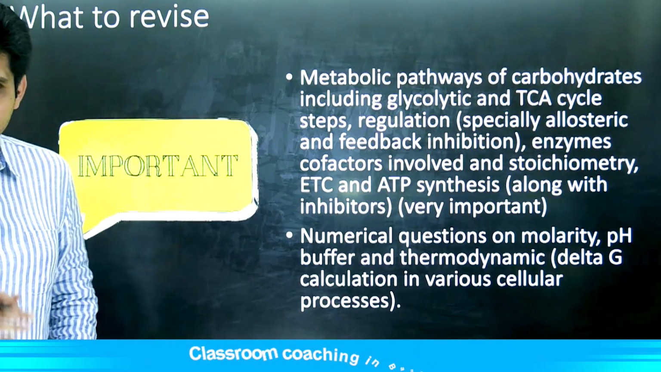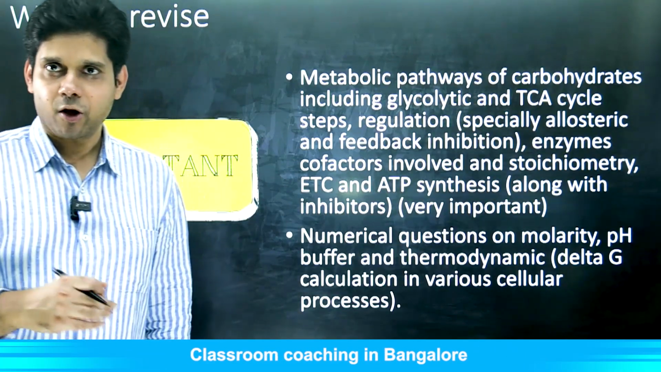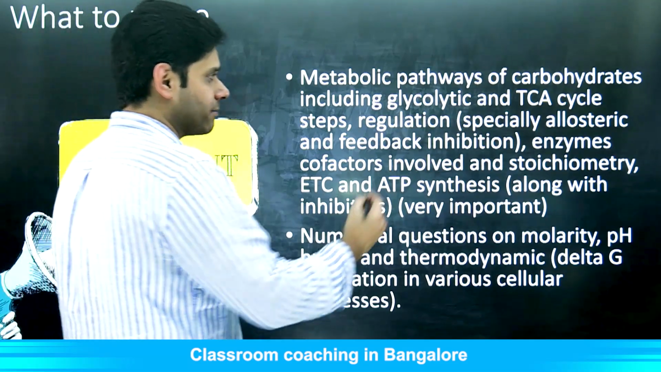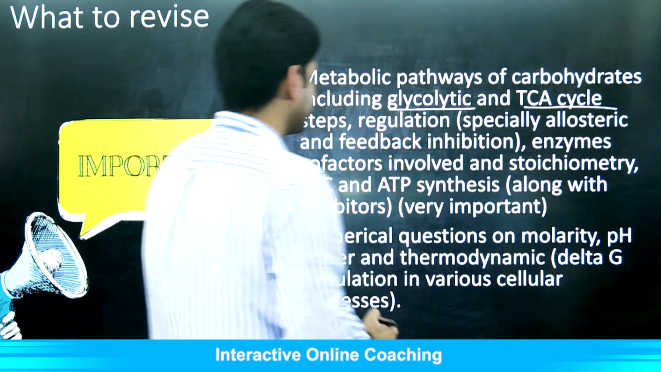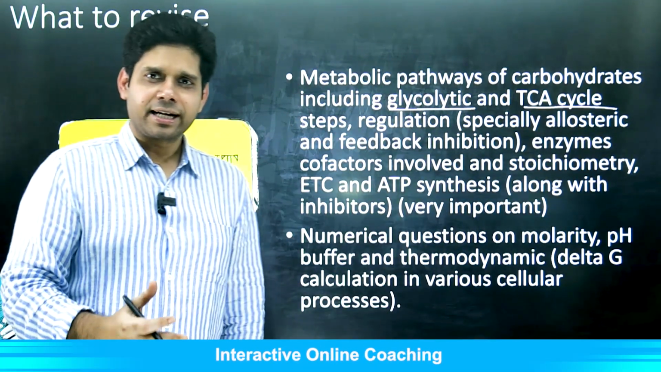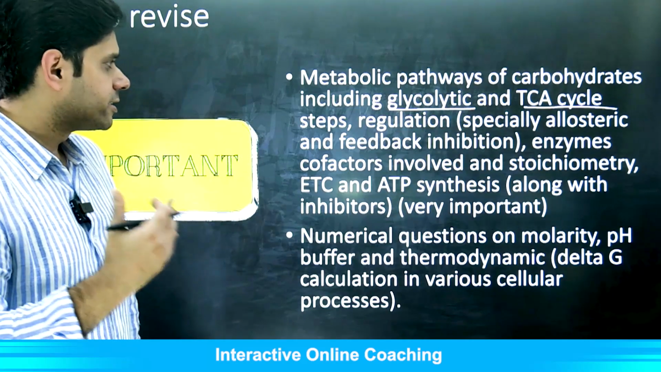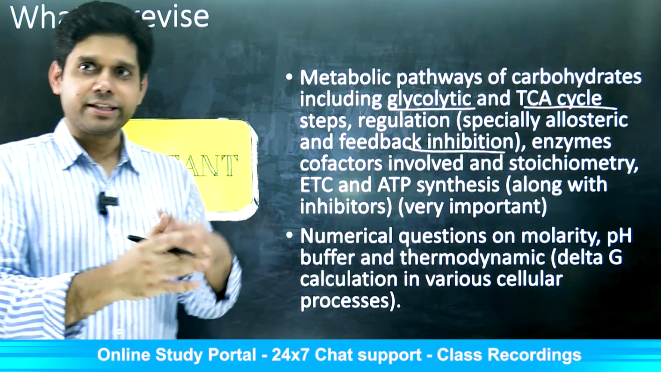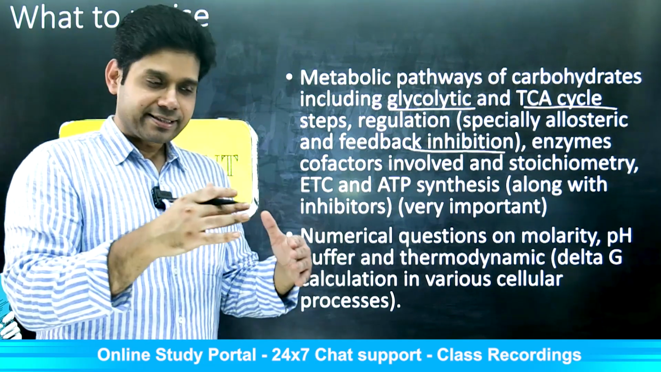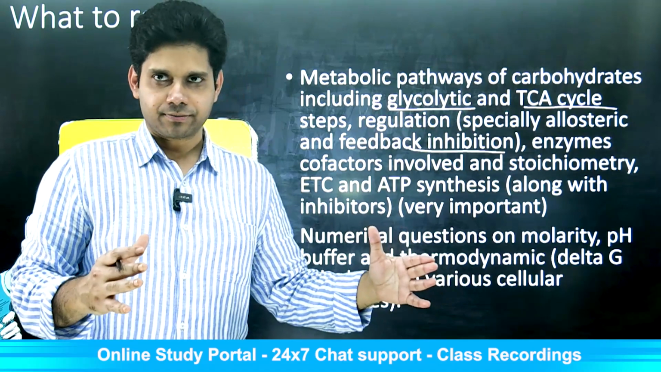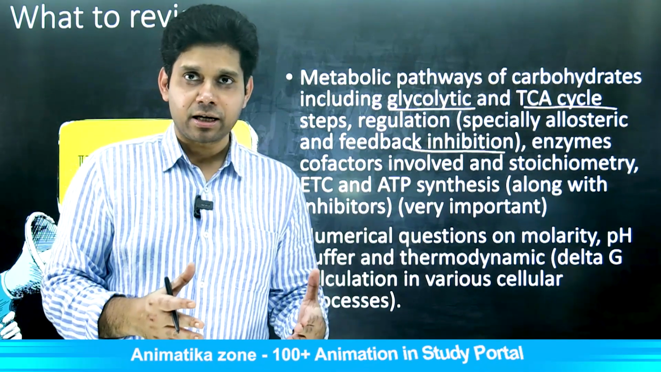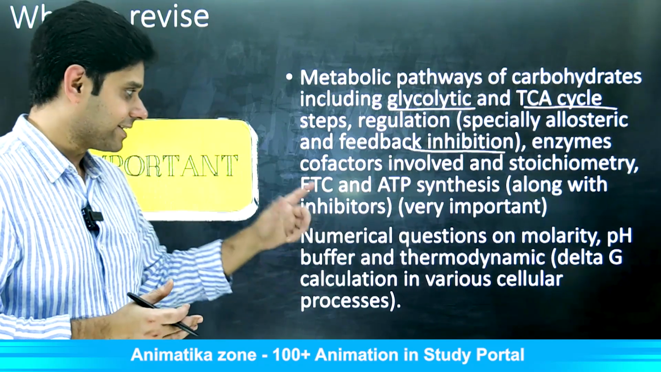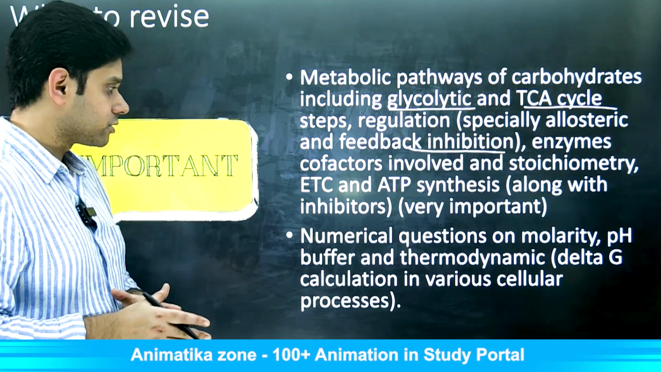Moving ahead, important parts: metabolic pathways of carbohydrates, including glycolytic and TCA cycle, right? TCA cycle, learn this by heart, okay? Practice as many times as you can, all the steps, all the catalysts, all the regulations, all the feedback inhibitions you should know. Enzyme cofactors involved, their stoichiometry, etc., and ATP synthesis throughout, along with the inhibitors which are used at ATP synthesis. It's very, very important. So please note this down. You must revise. But how to revise, all that I'm going to tell you shortly.